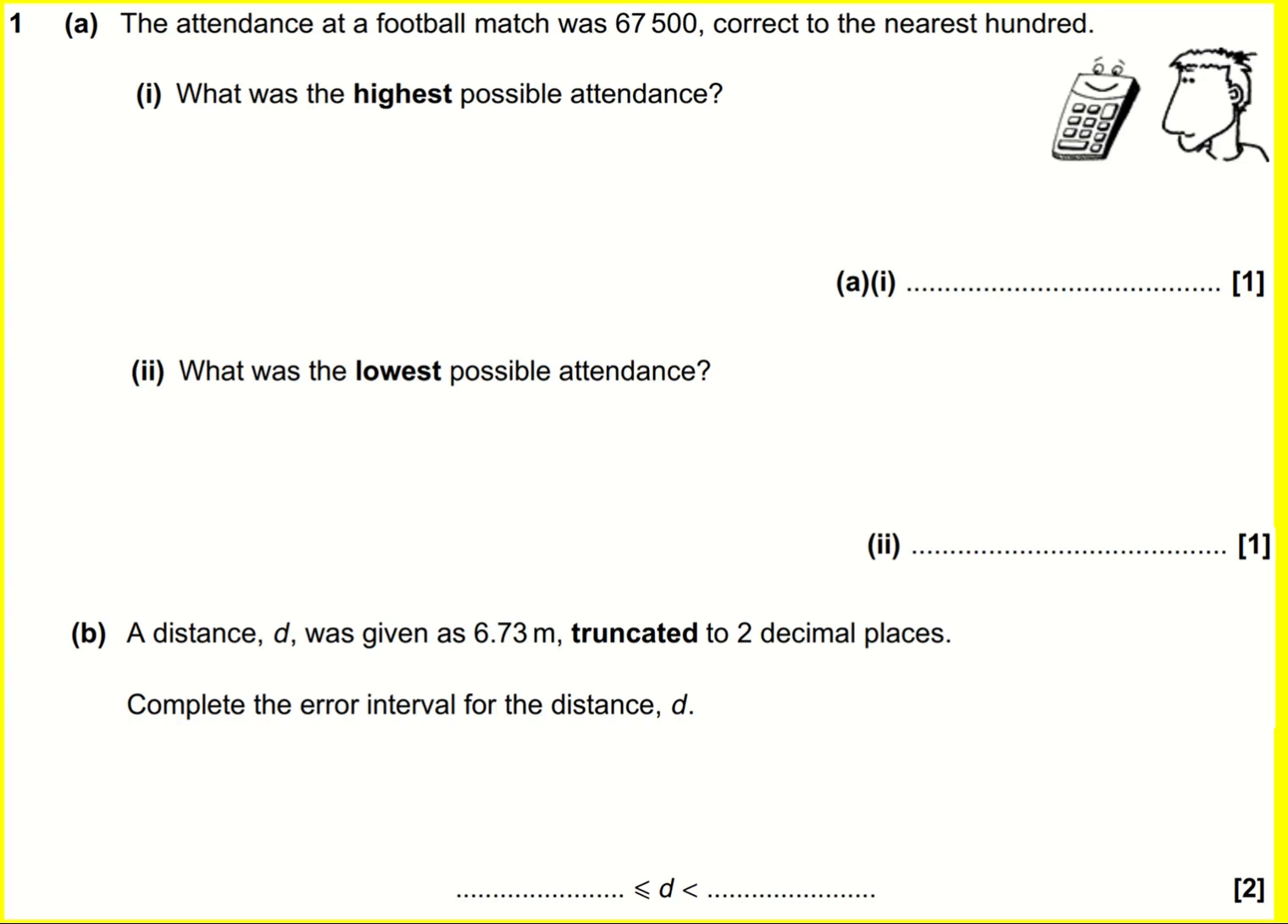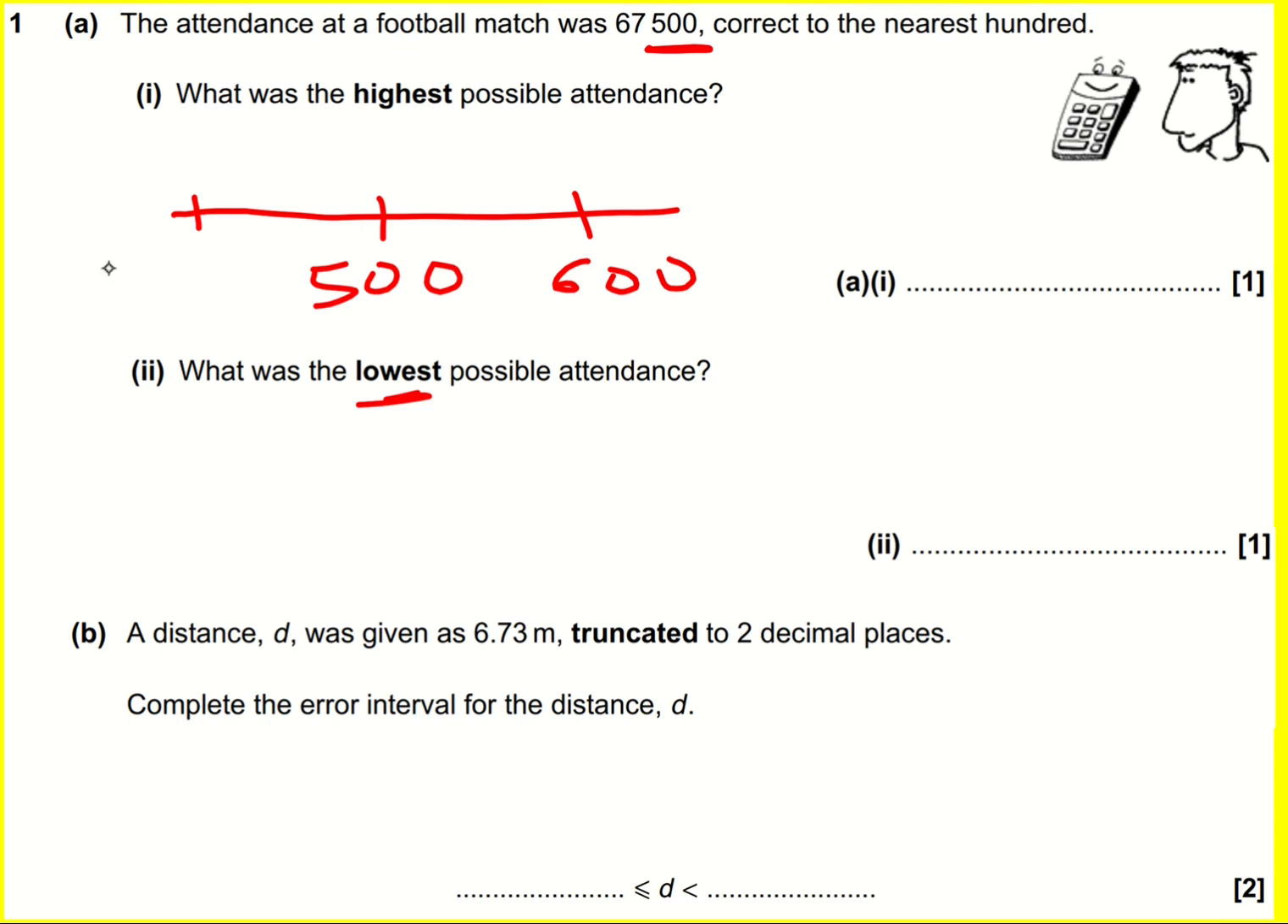This is an upper and lower bounds question, at least to start with. So let's have a look at it. 67,500. But this number has been rounded correct to the nearest 100. Now I'm just gonna focus on the 100 part because 67,000 doesn't really come into it. So we've got that it's been rounded to 500, and then we need to find the highest possible attendance and the lowest possible attendance. So I've just drawn a number line to help me out with this.